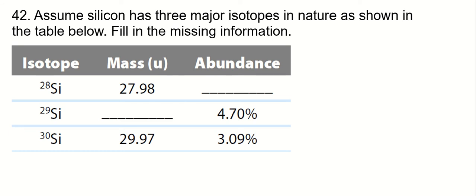Assume silicon has three major isotopes in nature as shown in the table below. Fill in the missing information. First thing I'm going to do is get that spot right there, because if these are the only three that exist, then all of that's got to add up to 100%. Let's take out our calculator.